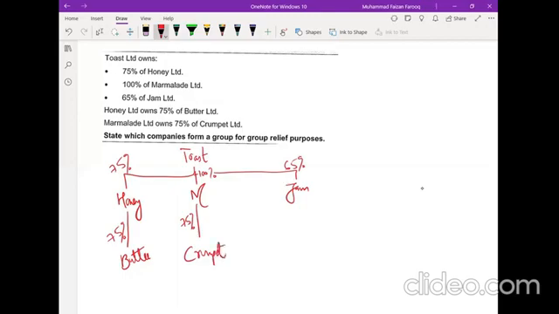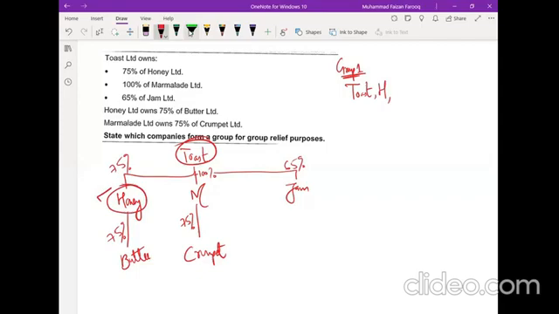Now we need to tell them how many groups exist. First of all, we will search for group number one, which includes Toast, because Toast is the parent company, right? So Toast will be there, right or wrong? Toast is the parent. Honey, is it 75%? Yes. Okay, Toast, Honey, Honey is okay.